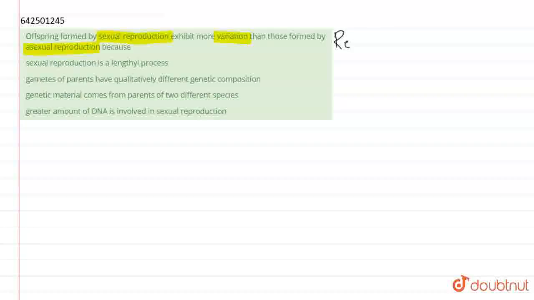Now, this is of the chapter reproduction in organisms. So, they are talking about sexual reproduction and variation.